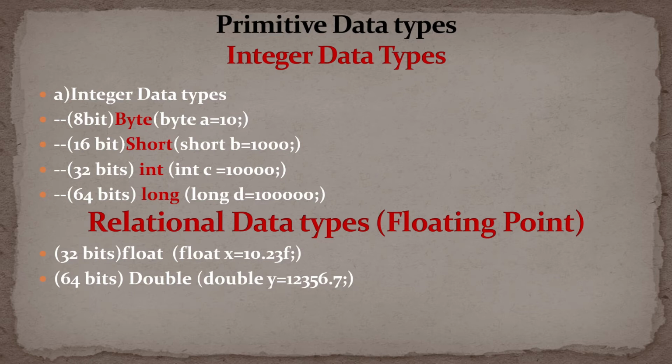Byte is 8-bit, means if you want to store data which is of 8 bits, you can use byte. If you want to store data which is of 16 bits, you can go ahead with short. If you want to store data which is of 32 bits, you can go ahead with int. And if you are storing data of 64 bits, if it's a long data, you can store it in long data type. Mostly we use int and long. Hardly we're gonna use byte and short. Most commonly we use int and long.